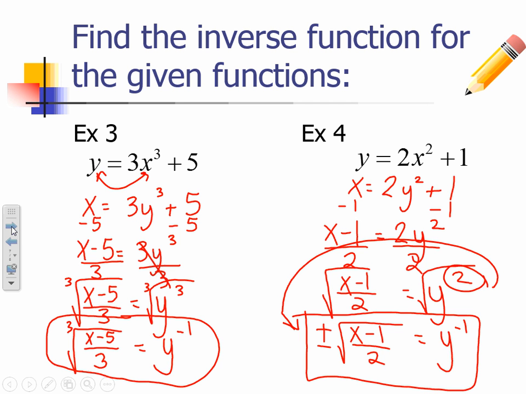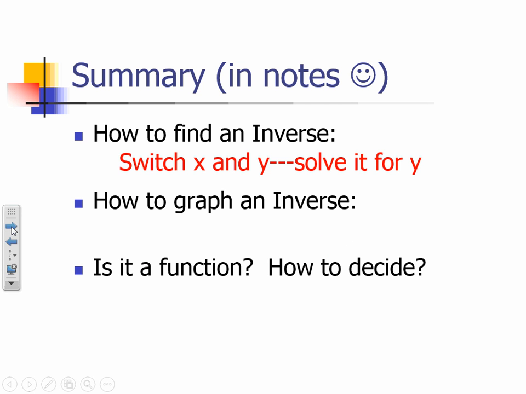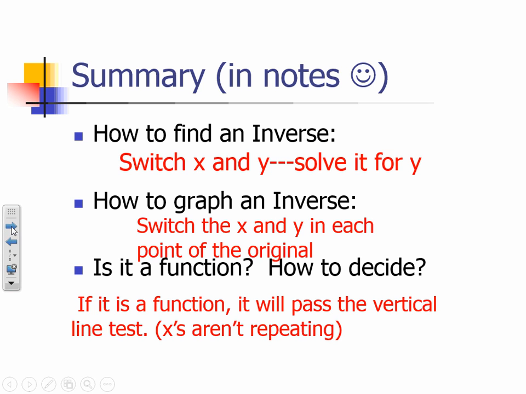So we've looked at how to find an inverse on a graph, and now to find an inverse when you don't have a graph. The idea of inverse, make sure you switch that x and y around. If you want to put this in your notes, it'd be a great summary to put in your notes, okay? How to find an inverse, switch the x and y, solve it for y. How to graph an inverse, switch the x and y in each point. And how to tell if it's a function? Make sure it passes the vertical line test. Make sure those x's are not repeating.